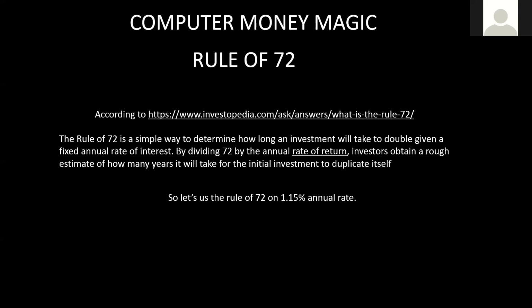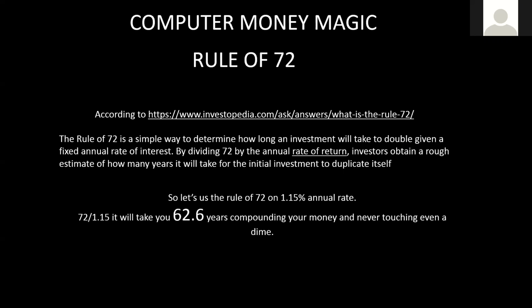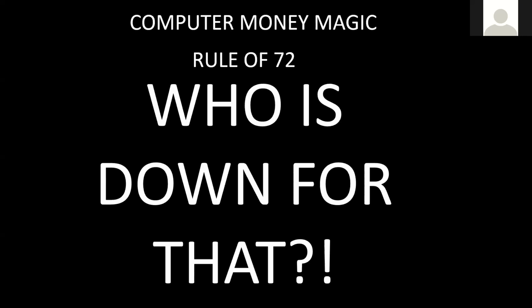So let's use the Rule of 72 on the 1.15% annual rate. So 72 divided by 1.15 will take you 62.6 years of compounding your money and never touching it to even double your money. All right, now who's up for that? 62 years.